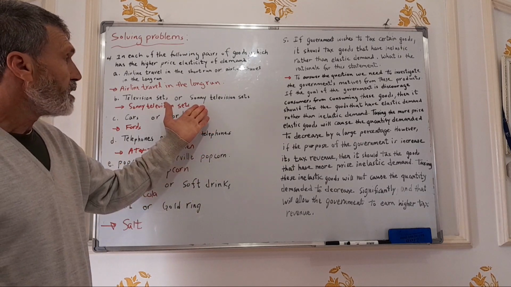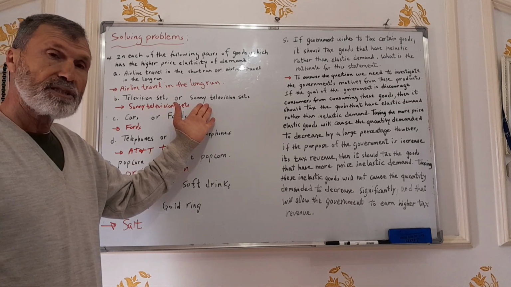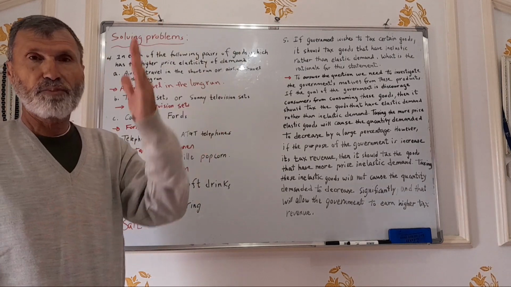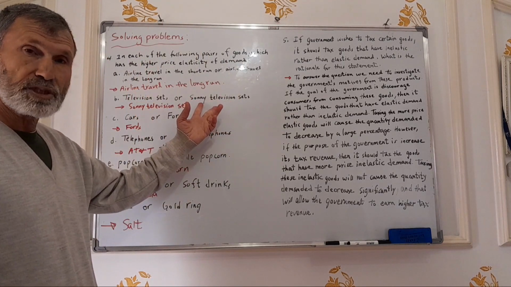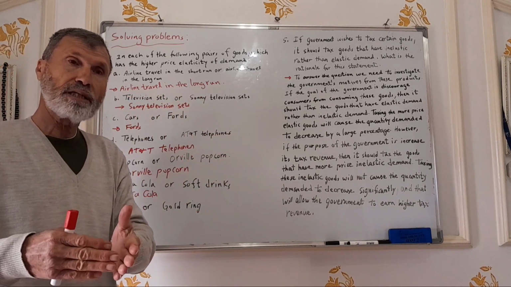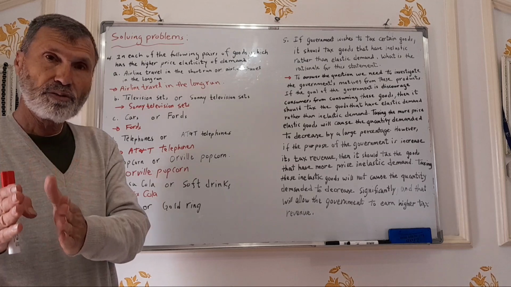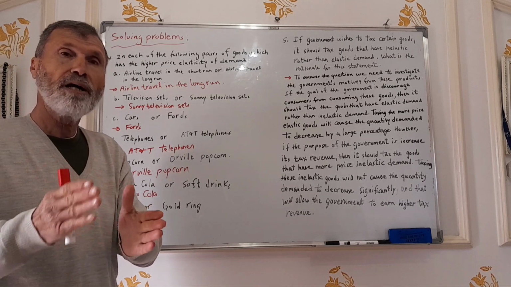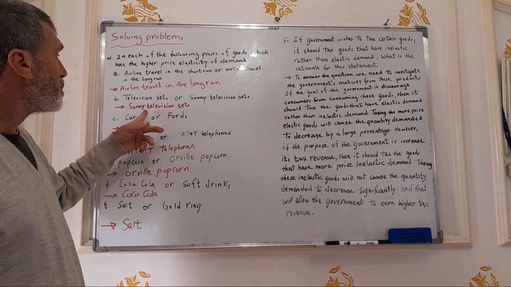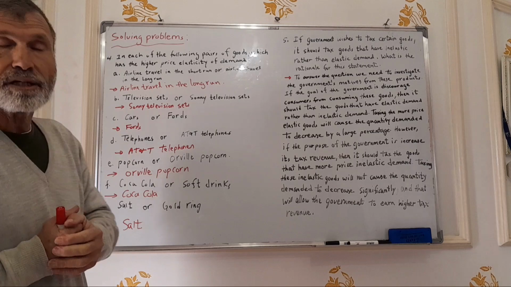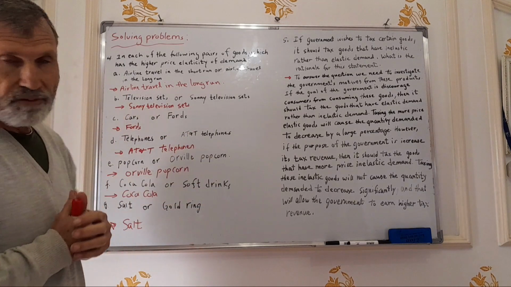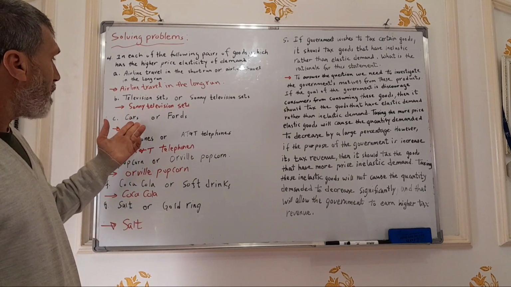However, Sony television sets is a brand of television. Of course, in the market, you have hundreds of brands. Therefore, you have more substitutes here than over here. The good that has more substitutes has the higher price elasticity of demand. Therefore, we expect Sony television sets to have higher price elasticity of demand because it has more substitutes than television sets.